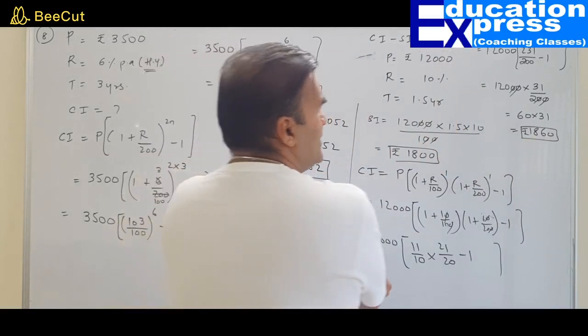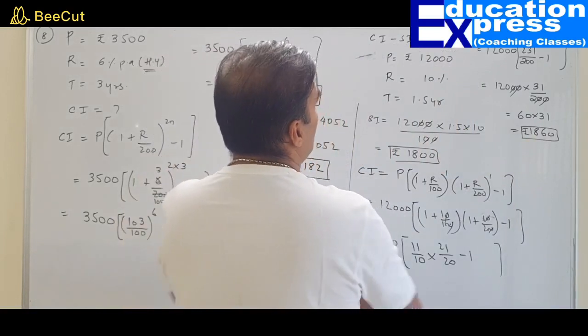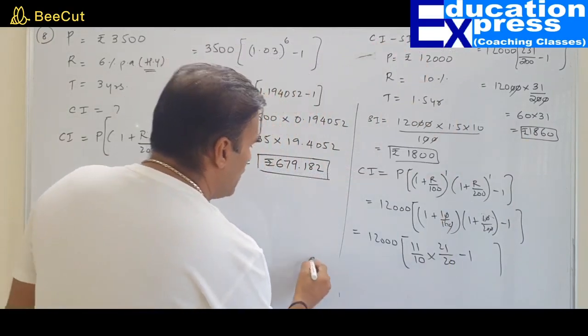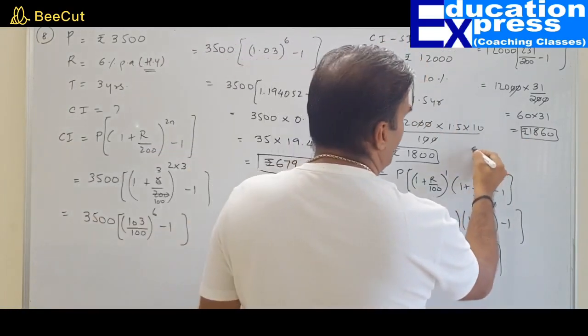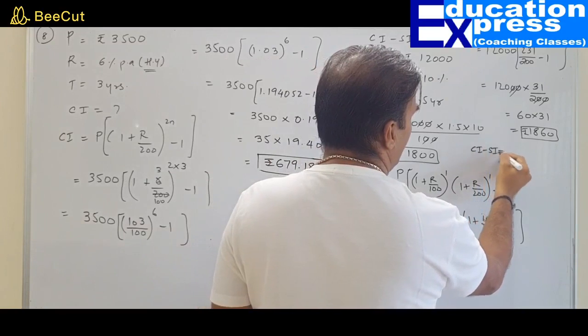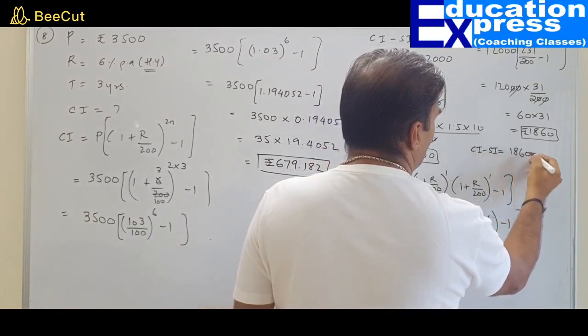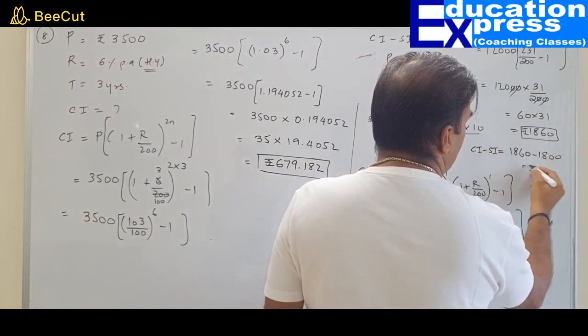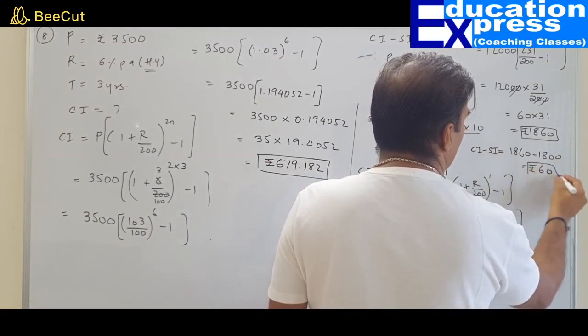Great, guys. What to do now? We have to find compound interest minus simple interest. So compound interest, fine, I'll write here. Compound interest minus simple interest would be 1860 minus 1800. That is rupees 60.